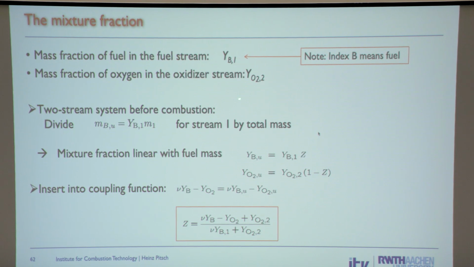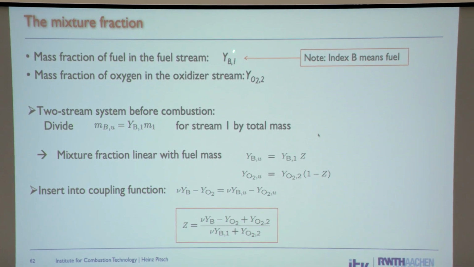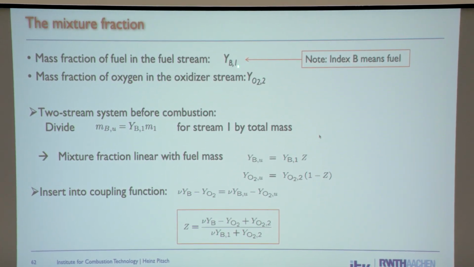And so we can derive an equation like this here by saying, again, this is the mass fraction of fuel in the fuel stream. 1 means it's the fuel stream, 2 means the oxidizer stream. So this here is typically equal to 1, but it doesn't have to be. And this here is typically 23%, which is air, but it could also be diluted with EGR or whatever.